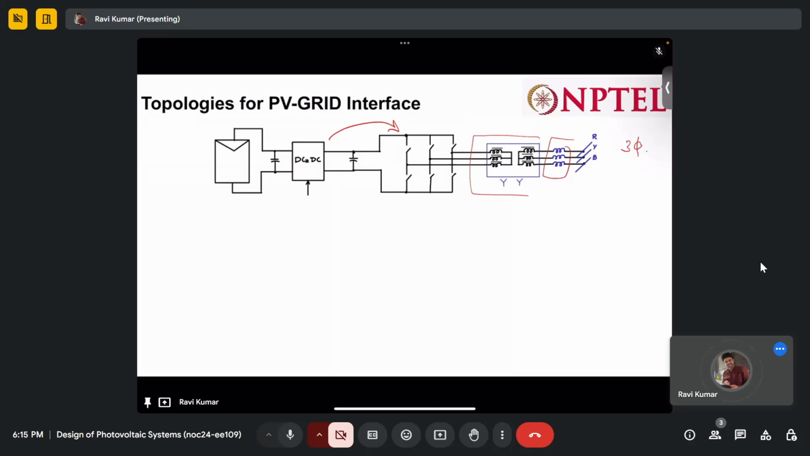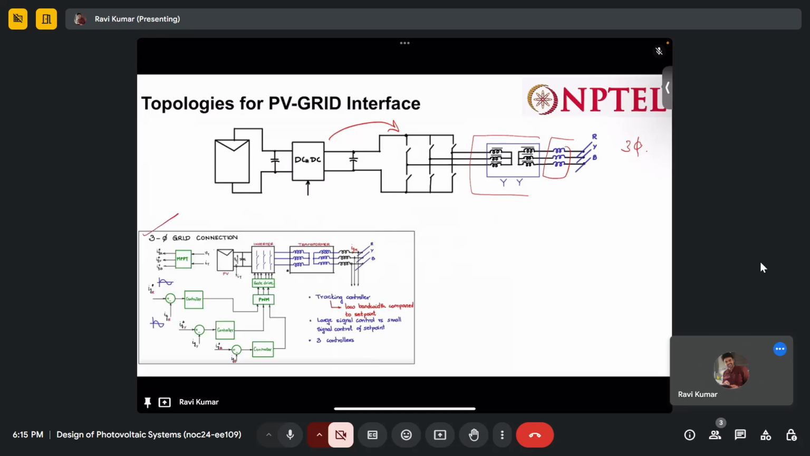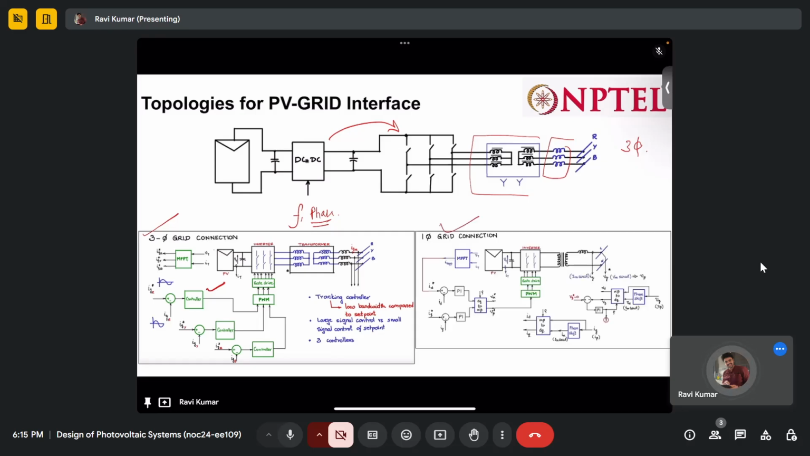The exact circuit for this three-phase grid connection is like this. We have different controllers which control the current and all, because we need to match the frequency and phase. This is for the three phase, and this is for the single phase. This is already discussed in the class. We will solve questions based on this.